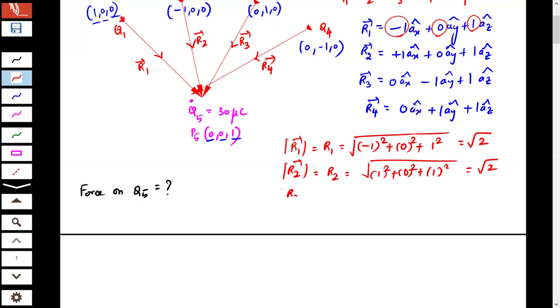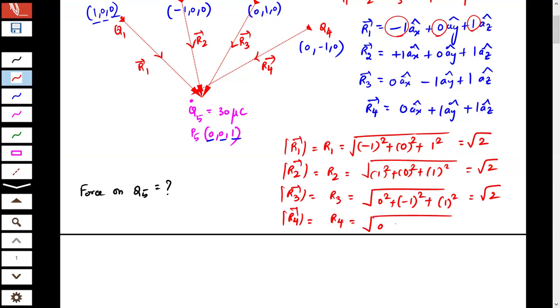Then R3 magnitude, which is R3, is the square root of 0 squared plus (-1) squared plus 1 squared, which is again root 2. And R4 magnitude is root of 0 squared plus 1 squared plus 1 squared, which is root 2.